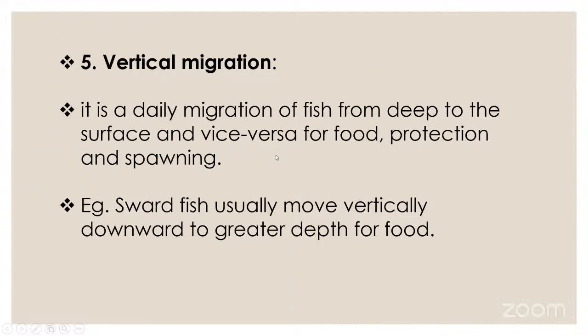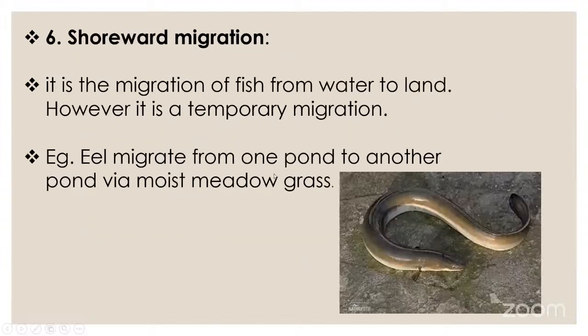Next, we have vertical migration. It is a daily migration of fish from deep to the surface and vice versa. Why? For food, protection, and for spawning. Examples are swordfish. They usually move vertically downward to greater depth for food. So some fish go down, or from deep to the surface, or from the surface to depth also, they can migrate.